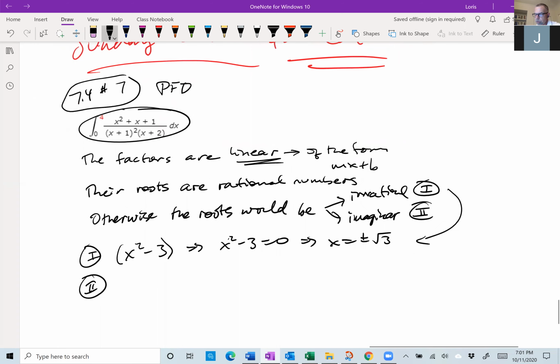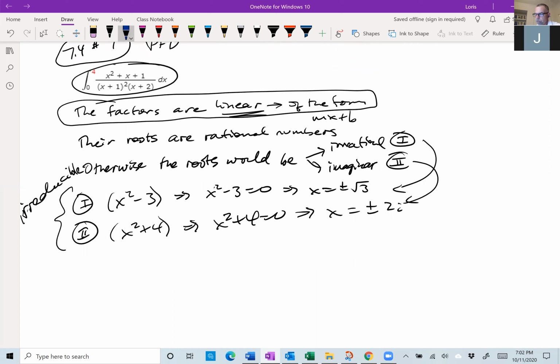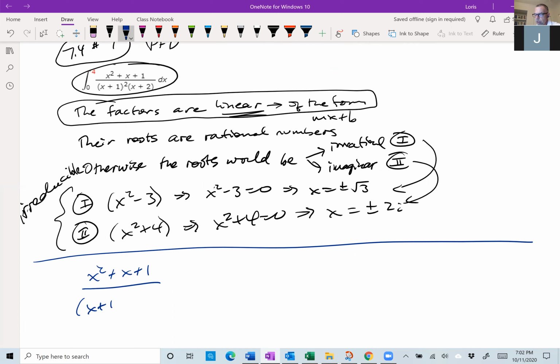The way we set this up, let me try blue, is I'm going to take that rational expression and break it up into three fractions. The first one's going to be x plus 1, the second one's going to be x plus 1 squared, and the third one's going to be x plus 2.